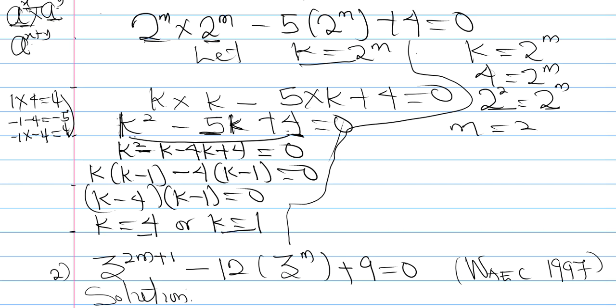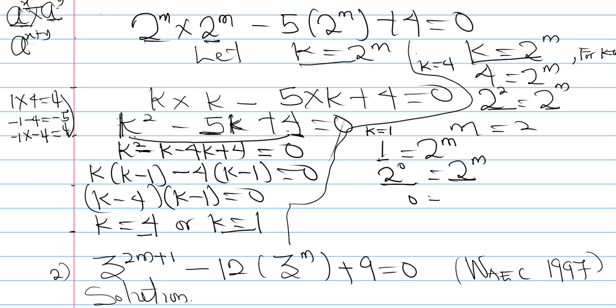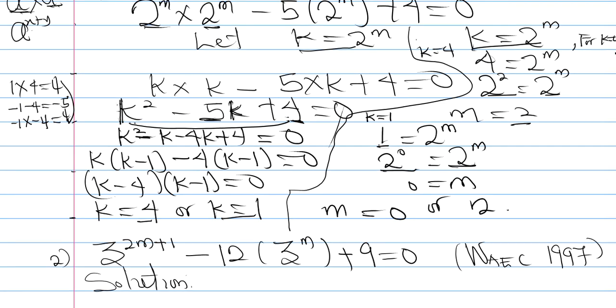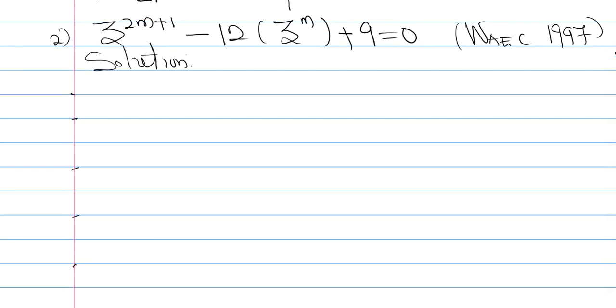Now similarly for k equal to 1. So 1 is equal to 2 raised to power m. Here we can say 2 raised to power 0 equal to 2 raised to power m. The base cancels, so 0 is equal to m. It means m is equal to 0, or m is equal to 2.